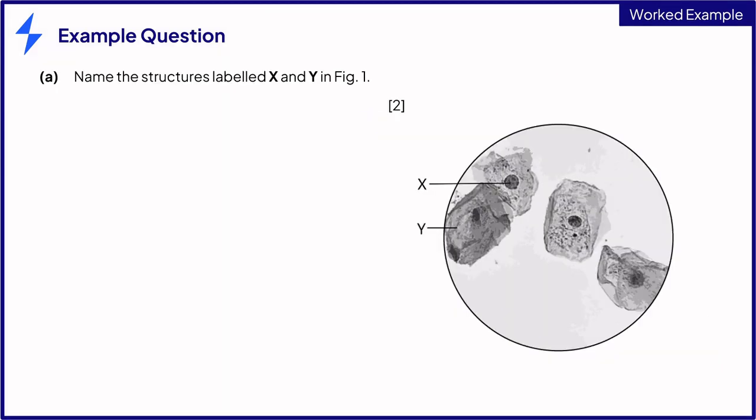In part A here, there are two marks available for identifying the structures labelled X and Y. X indicates the large dark region within the cheek cell. We know that the largest structure inside animal cells is the nucleus, so we can identify X as the nucleus. Y indicates the cell contents contained within the membrane. This gel-like substance is the cytoplasm.